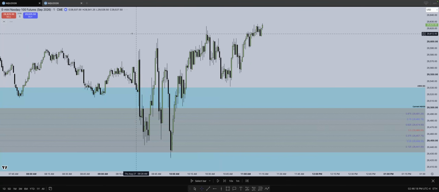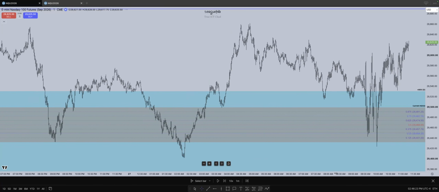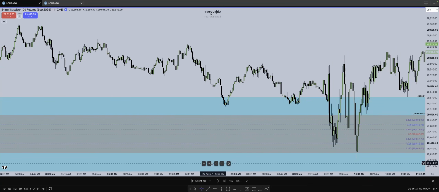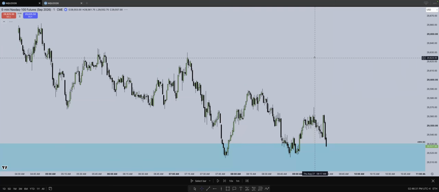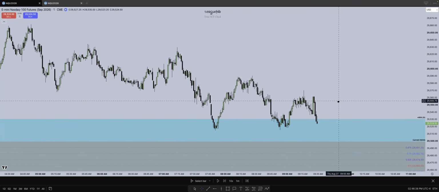Now, let's hop to a 1-minute chart to get a look at intraday, real intraday price action. So, taking a look at this, and I'll actually rewind just a bit more to 9:29. So, this is exactly what the market looks like right here. This is what the market looks like ahead of the open.